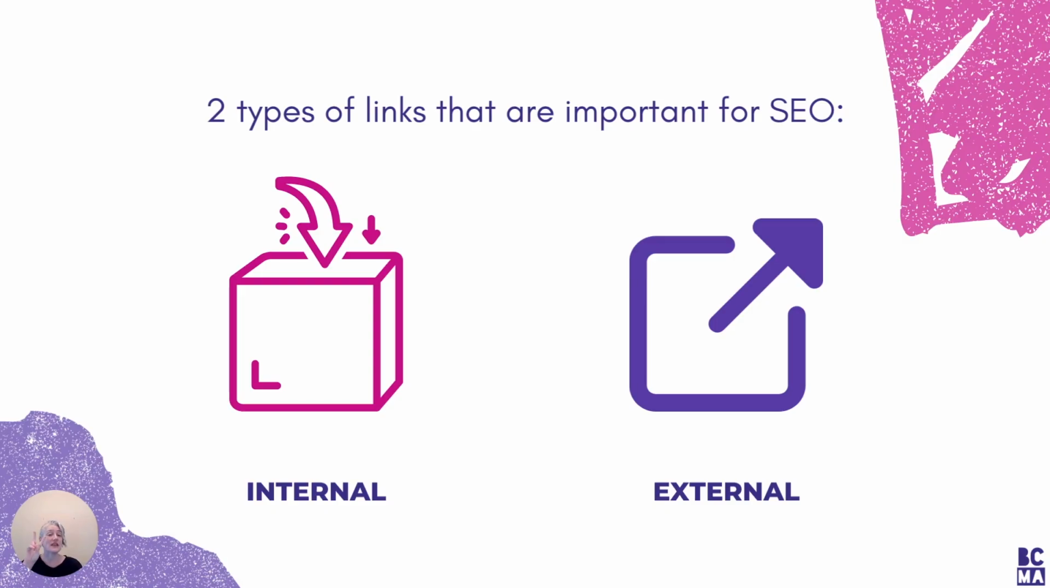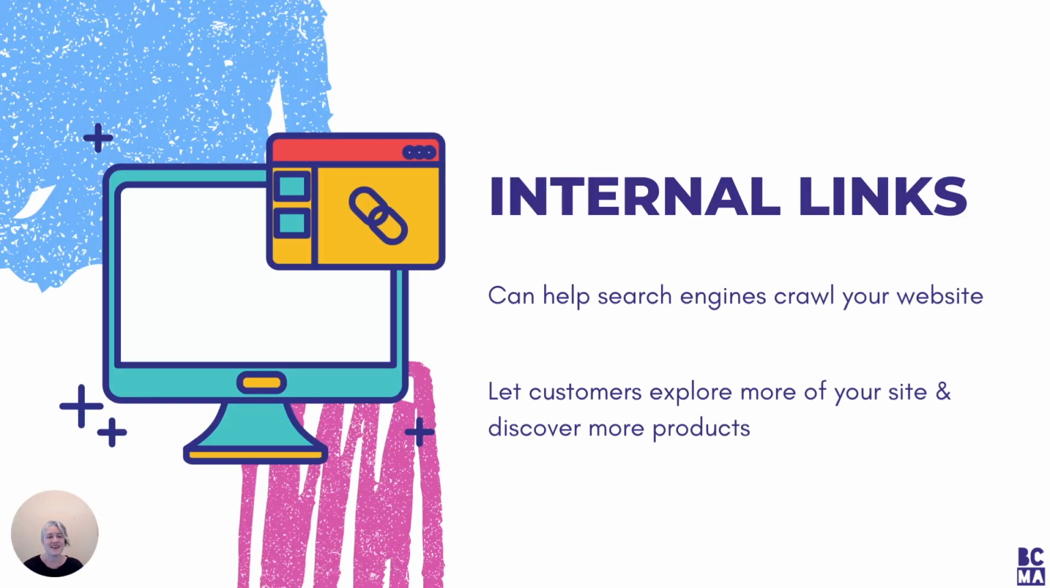So there are two types of links that are important for SEO, internal and external. Internal links are links within our own website. They can help search engines crawl and explore all the different pages of your website. They also let customers explore more of your website, discover more of your products, spend more time on your website, which is ultimately what we want them to do so that they will buy our products, right?